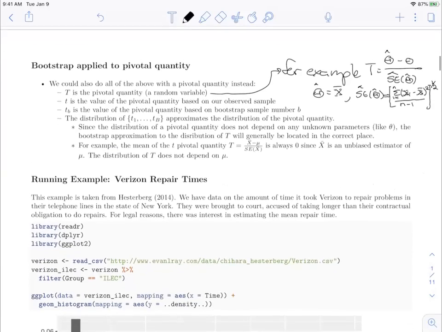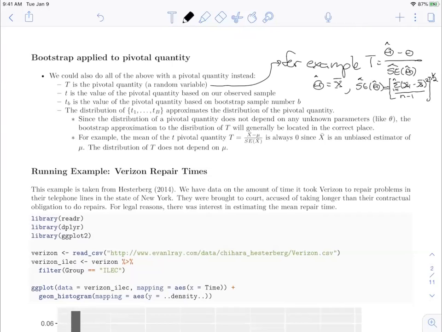Down here, the distribution of a pivotal quantity does not depend on unknown parameters like theta. And so that means that we won't have this problem where the bootstrap approximation to the sampling distribution is in the wrong place, because that sampling distribution is not allowed to depend on unknown parameters. So it's not going to move around based on whether I'm sampling from a population or a sample from that population.